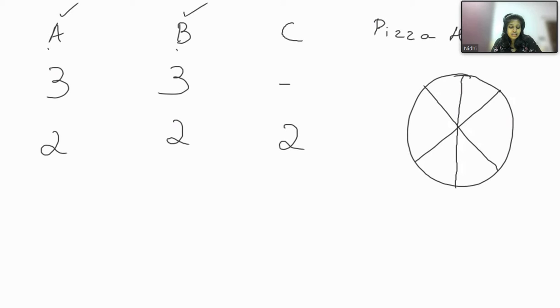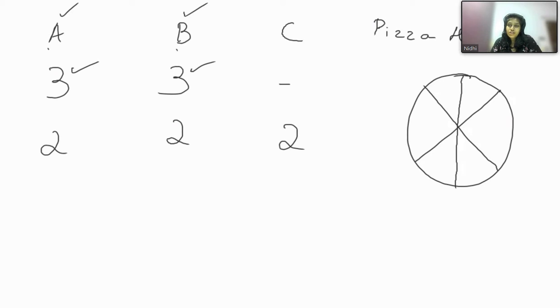So they were each getting 3 slices. In what ratio were A and B sharing profits and losses? They were sharing it equally, so that is nothing but 1:1. So before C joined in, the profit sharing ratio among A and B was 1:1.